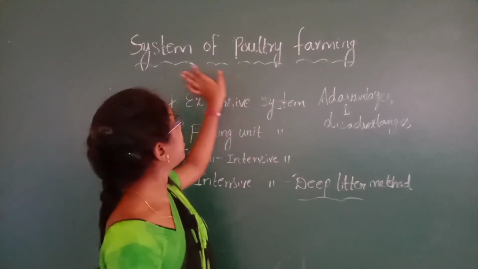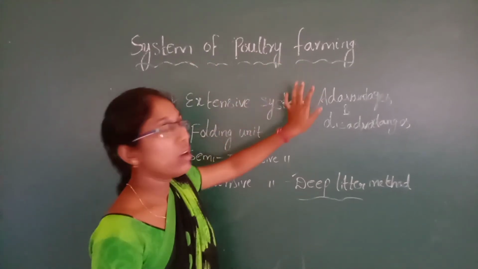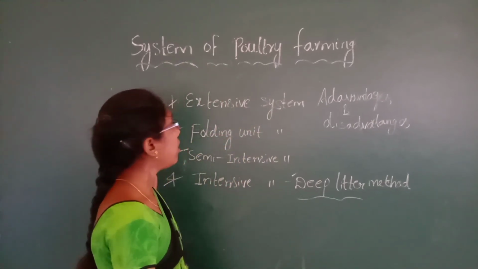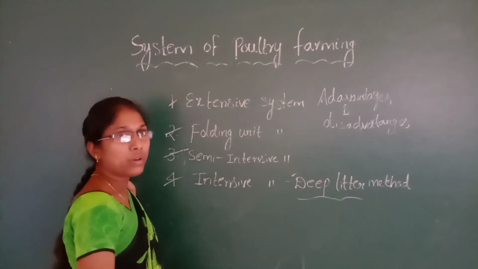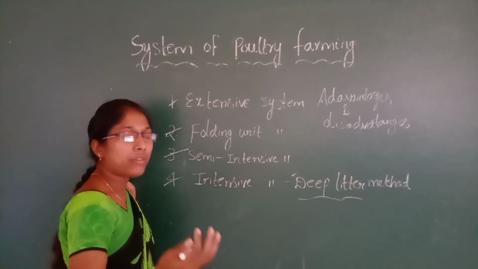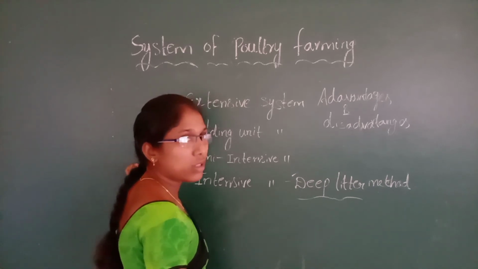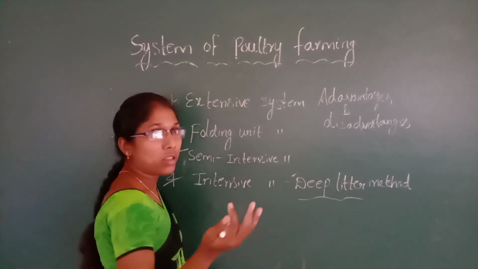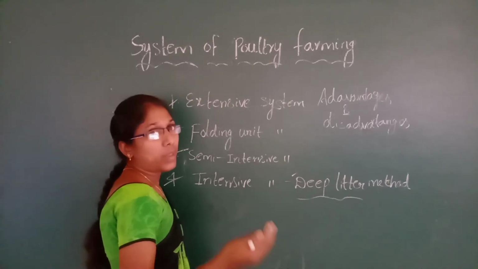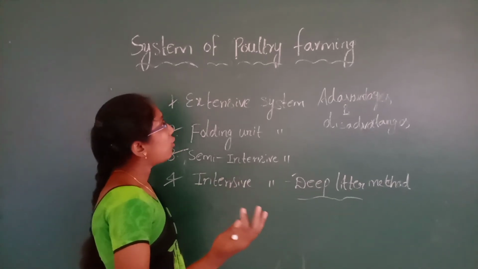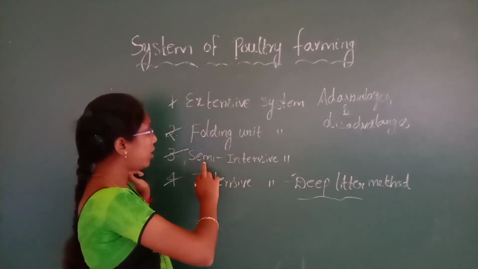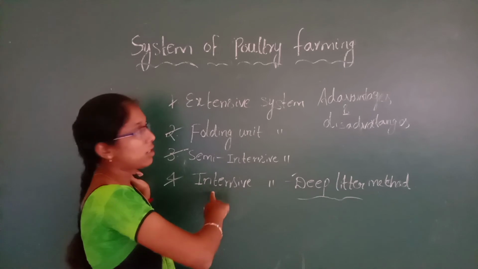So this is about the systems of poultry farming. In poultry farming, keepers rear hens for the production of eggs and meat, which have high nutritional value. Farmers follow four types of housing system: first extensive, second folding, third semi-intensive, and fourth intensive.